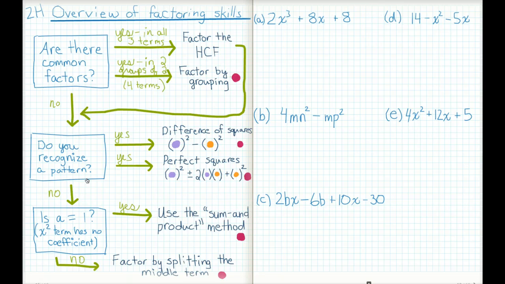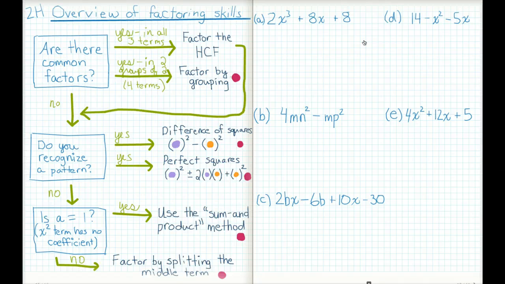Okay, if we don't see any patterns, then we follow it to the third question, which says, is the first coefficient, the a value in front of the x squared term, is it equal to 1? If it's equal to 1, or negative 1 would work as well once you factor out the negative 1, then you use the sum and product method. That's where we look for what multiplies to the last constant term and what adds to the single x term. If a is not 1, and we've already taken out any common factors, then we're going to have to use the method factoring by splitting the middle term.